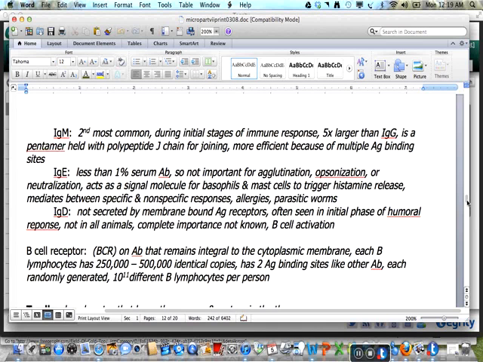IgD is not secreted, but is found as a membrane-bound antigen receptor, and is often seen in initial phases of the humoral response. Its complete importance is not known, and it is not present in all animals. It appears to play a role with B cell activation. IgD is just not nearly as well understood as the other ones, so we don't have as much information on that one.